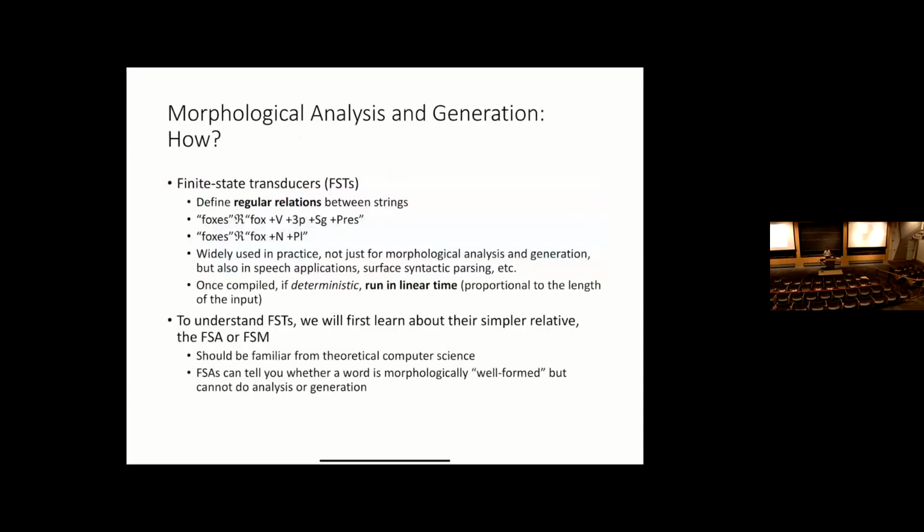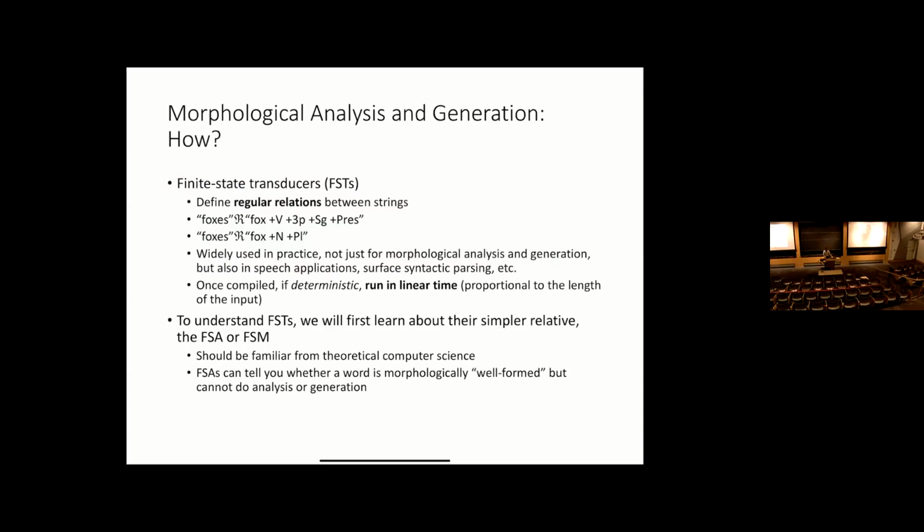Good questions. So back to FSTs. They define regular relations, and they're used for a lot of different things in NLP. They have a great property, which is if they're deterministic, and we'll talk a little bit about what that means, then once you compile them, they execute in linear time. So this is much faster than a lot of competing models for doing morphology. This is pretty good. You might think, oh, linear time, why not logarithmic time? But this is actually better than the alternatives.